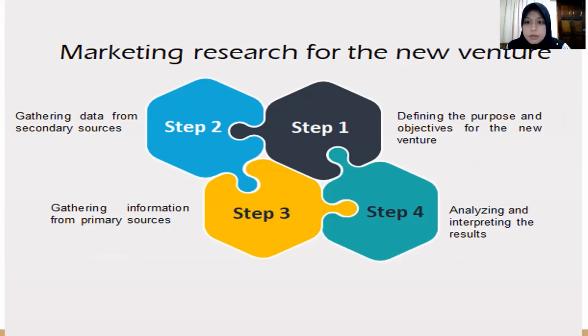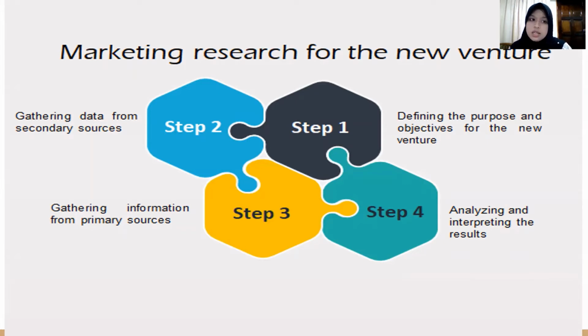So the first step is defining the purpose and objective for the new venture, where the business owner needs to make a list of information to prepare the marketing plan, and they need to have information about the price of the product, the venue to sell the product, and also the potential customer. So the next one, step 2, is gathering data from secondary sources.